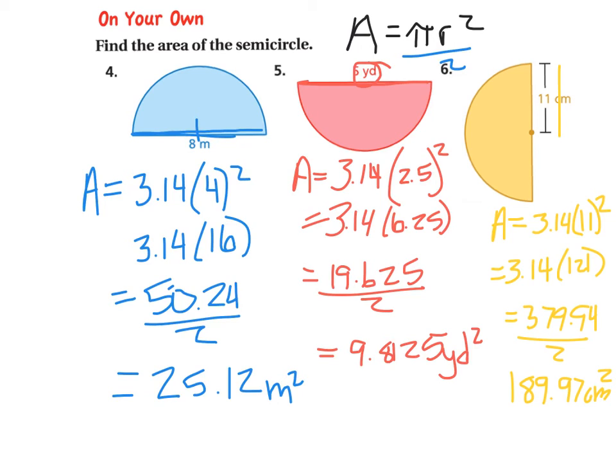All right, so pay attention to whether you're doing whole circles or semicircles, because at the end of it, if it's a semicircle, you've got to divide it by 2. Otherwise, you can just use this top formula to find the area of a circle.